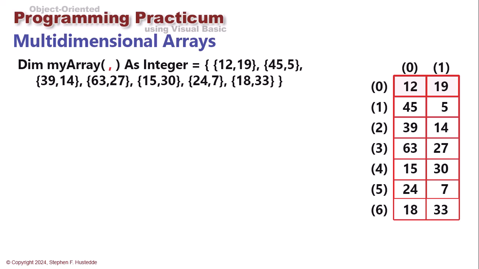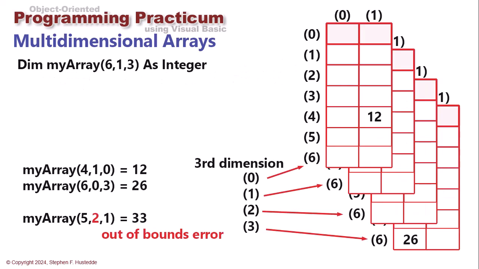And if I wanted to know what is the value of myArray(4, 1), well, that's going to be a 30. Or myArray(5, 0) is going to be 24. Now we're not limited to two-dimensional arrays. We can have a three-dimensional array.